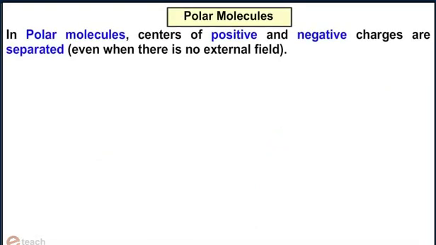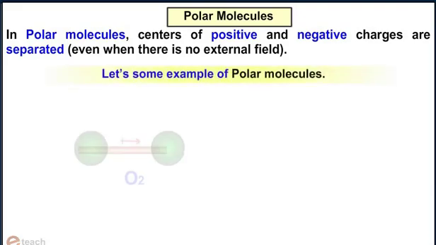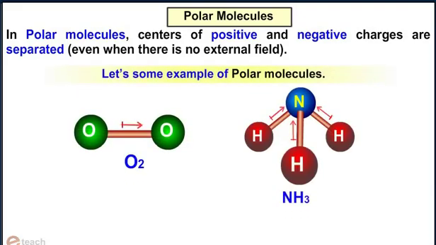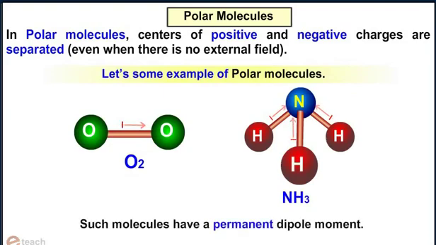Let us study about polar molecules. In polar molecules, the centers of positive and negative charges are separated even when there is no external field. H2O and NH3 are some examples of polar molecules. Such molecules have a permanent dipole moment.